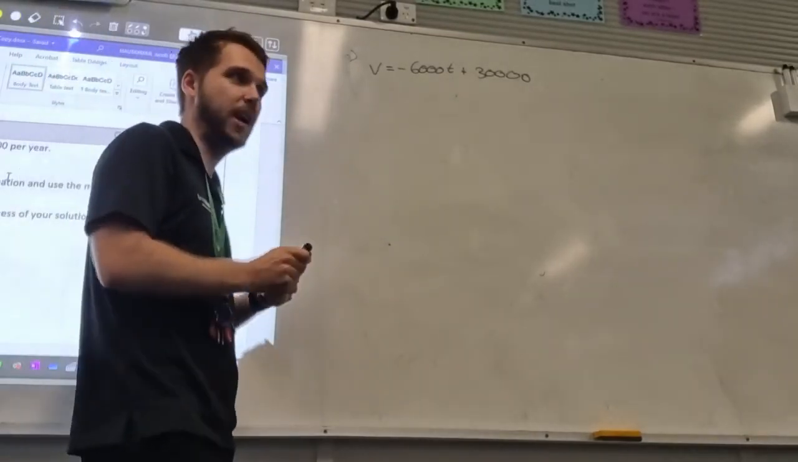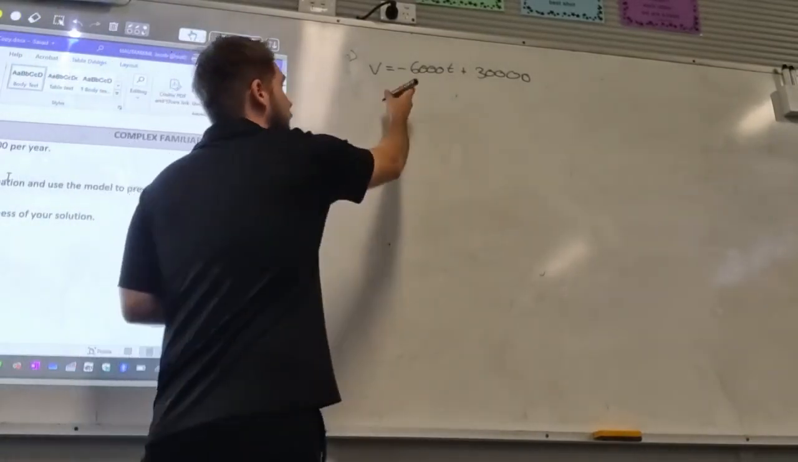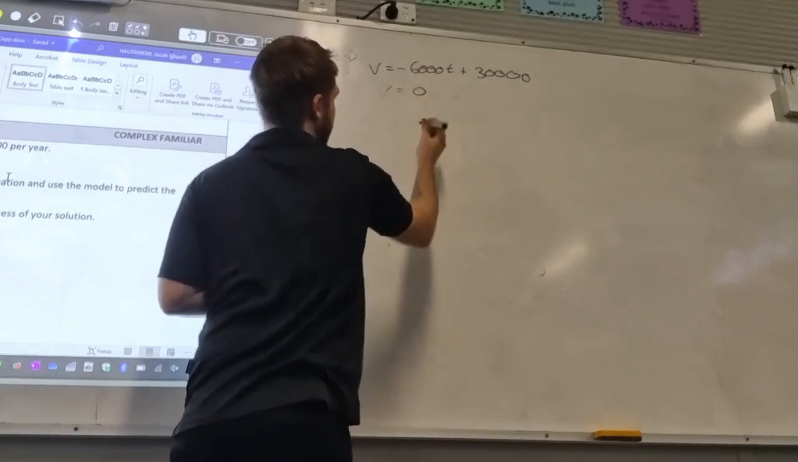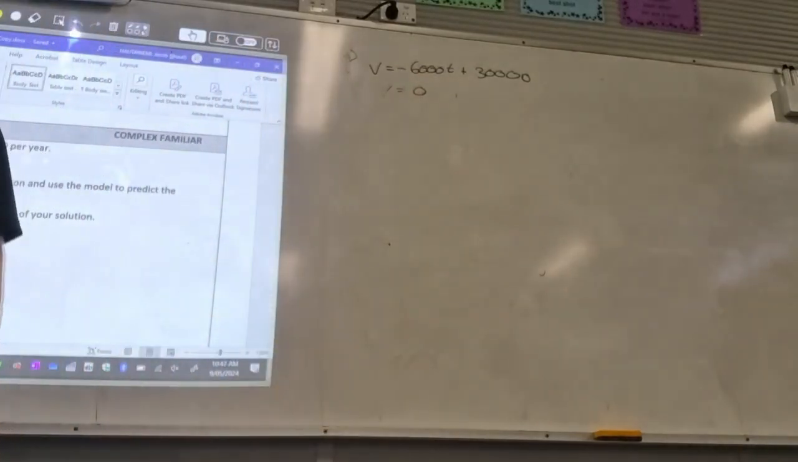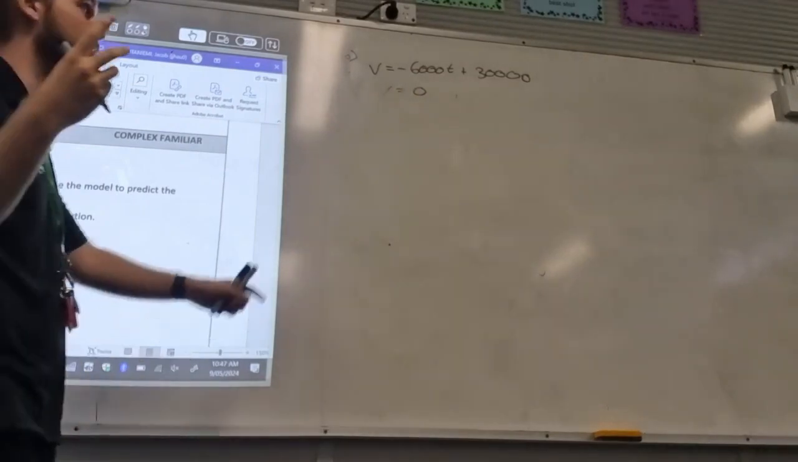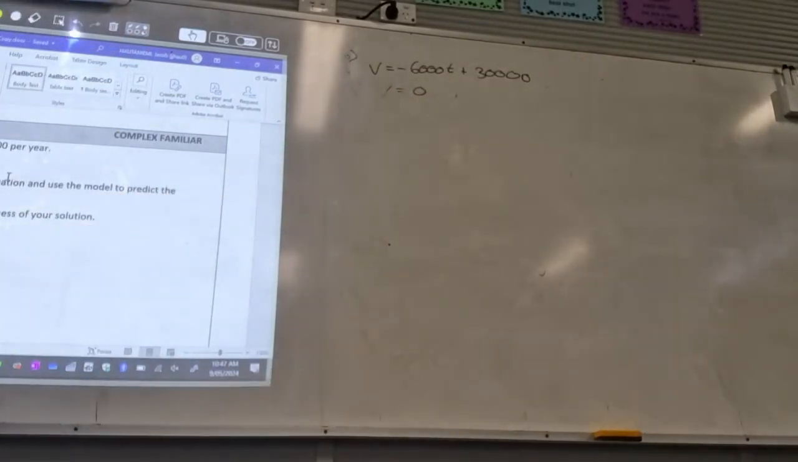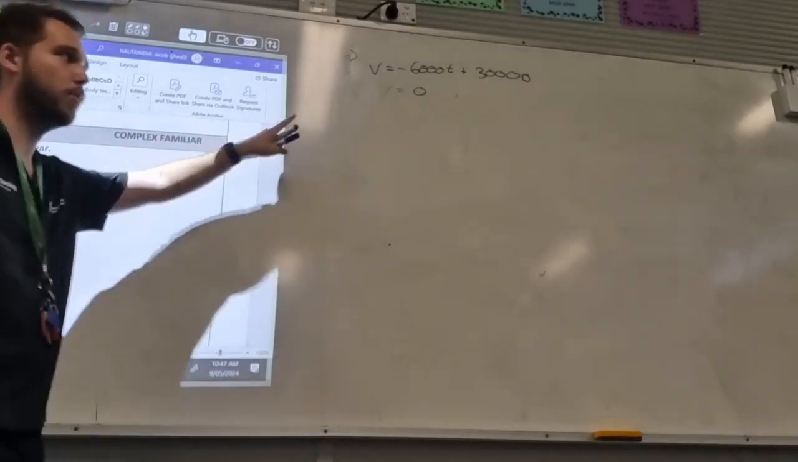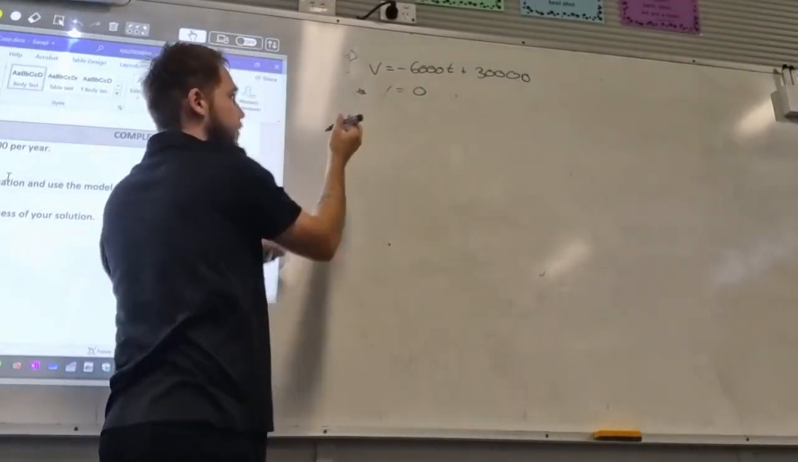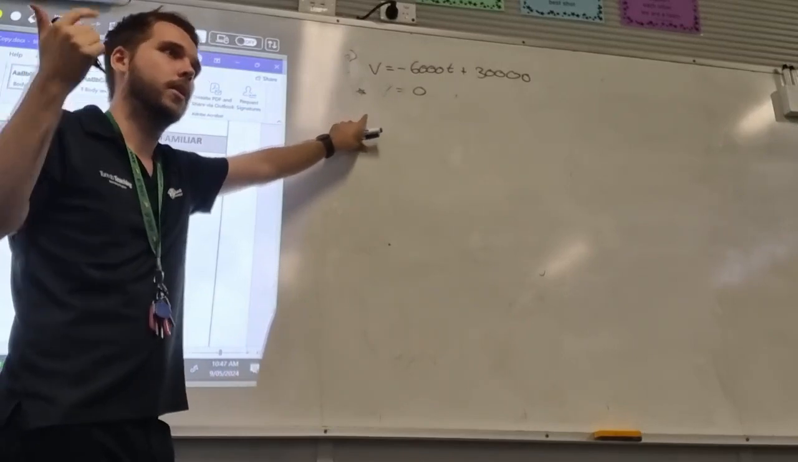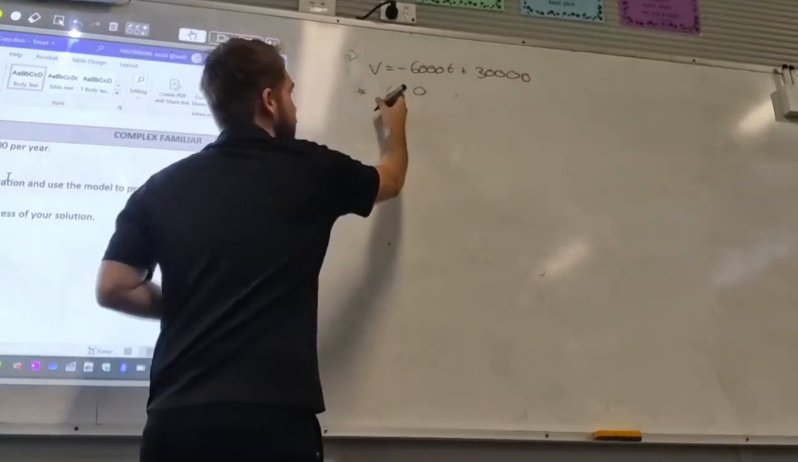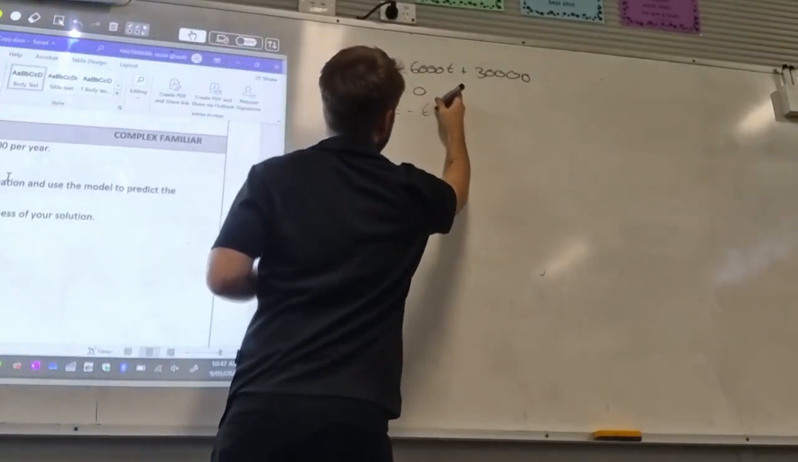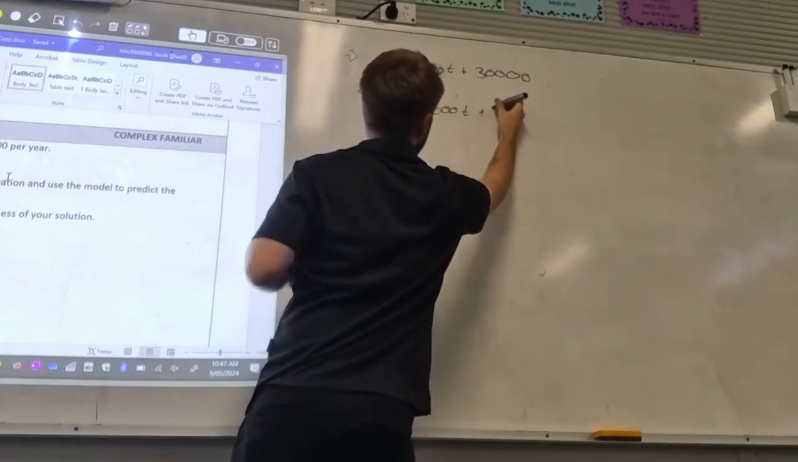Now, Lane can do it in his head, but I want to make sure you're all getting points. The value is equal to 0. So V equals 0. We can think about those 3 steps that I told you, right? We want it to have 0 value. V equals 0. Our 3 steps are, number 1, write what you know. V equals 0. Step number 2, we write the equation. V is equal to negative 6,000 T plus 30,000.